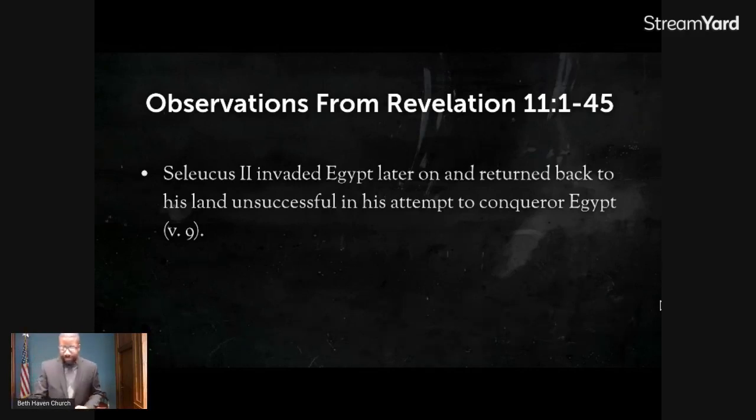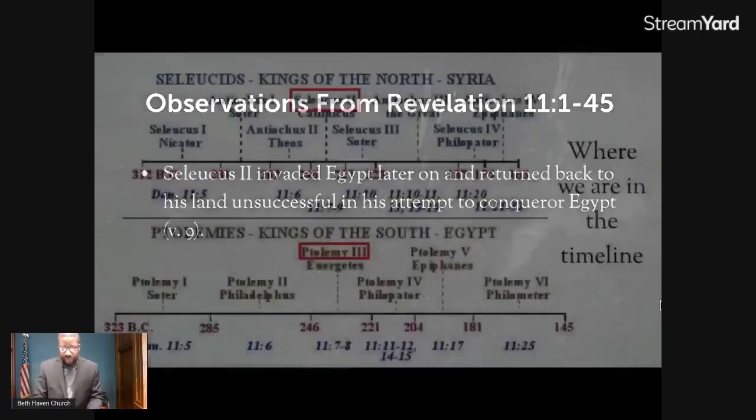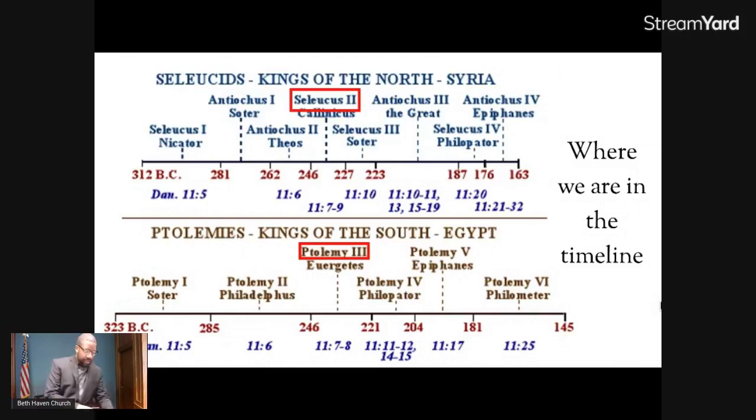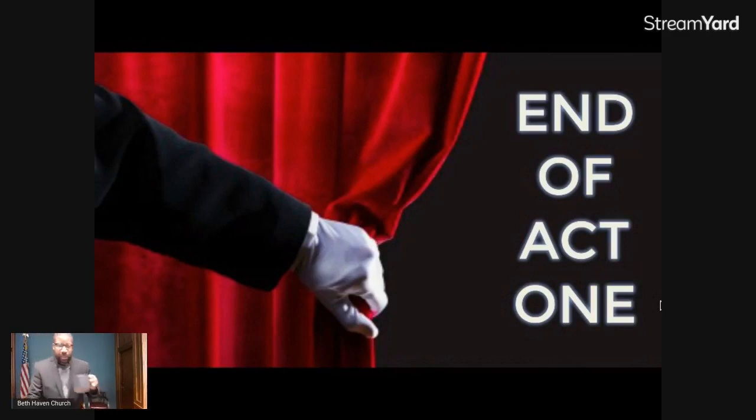So where are we in this timeline? Well, I have a helpful chart here, which was beneficial. Google does wonders for us. This is where we are here. The red squares here. So we talked about Seleucus and Ptolemy. We've talked about Antiochus I and Ptolemy II, Antiochus II, and now we are here in Seleucus II and Ptolemy III. Excuse me. Again, within this particular timeline, we have Israel at the center of the heart of all of these events. It will become clear as we go forward, as we read forward in chapter 11 of Daniel. Let us close the curtain on Act 1.